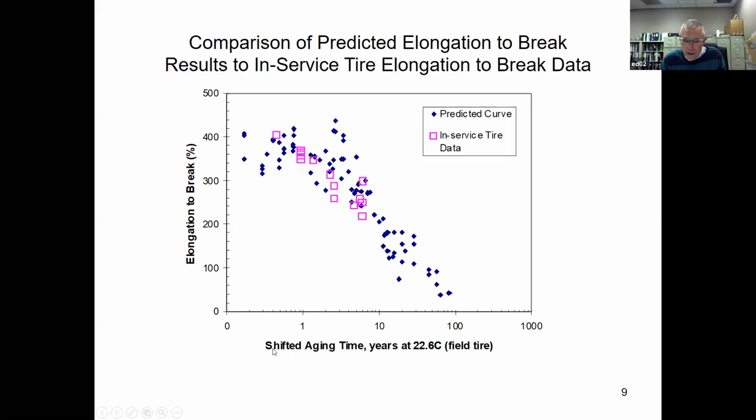Okay, so this is time in years at 22.6 degrees centigrade, which is the average annual temperature in Phoenix, Arizona, where the field tires were obtained. So the whole talk is how did we come up with this prediction curve?